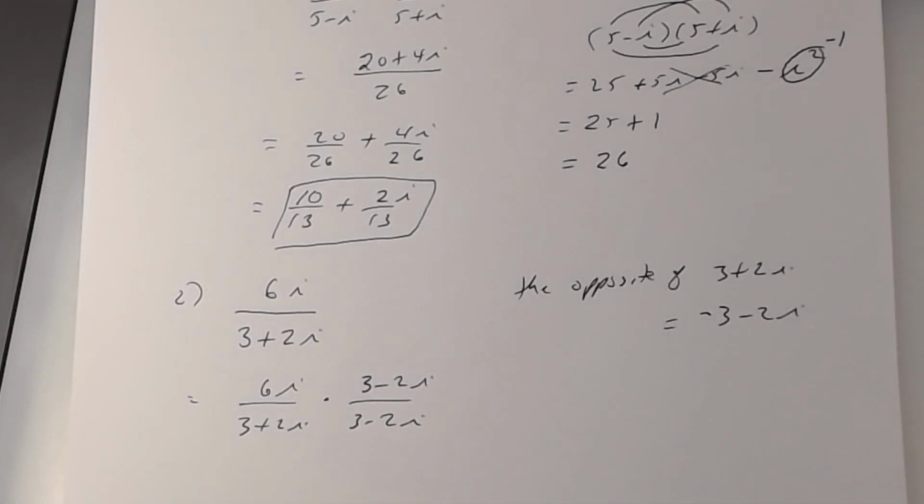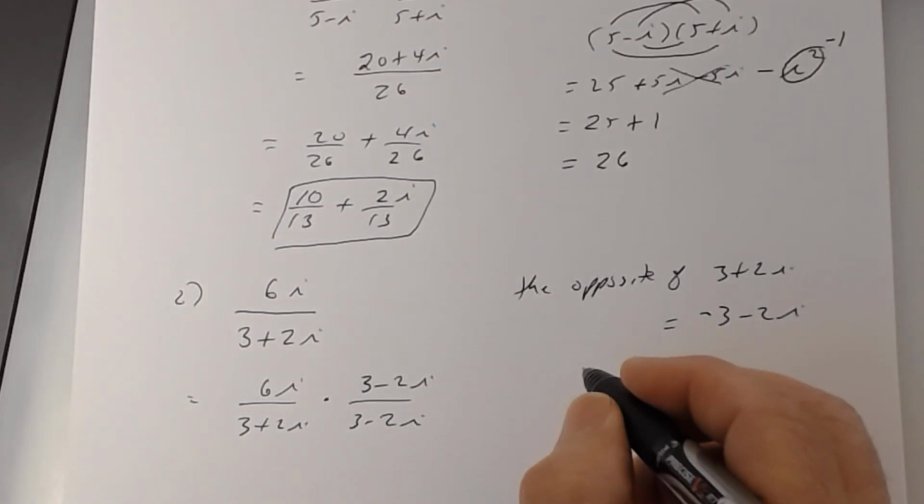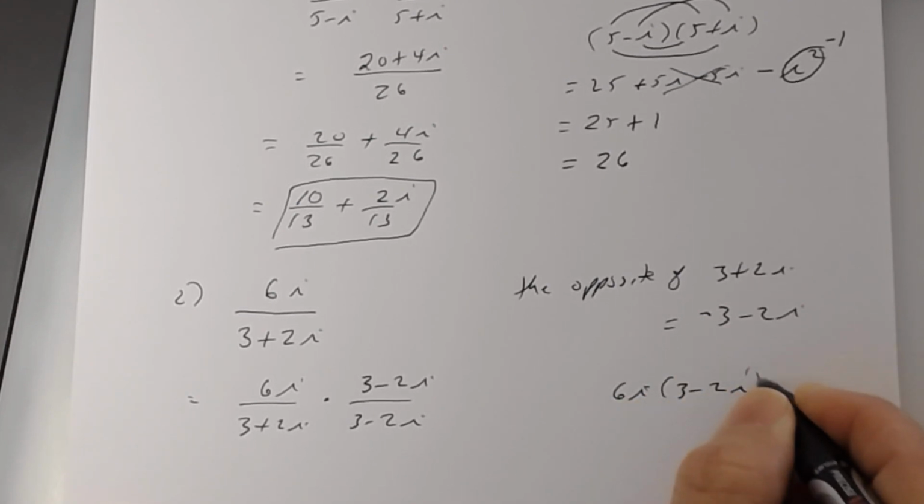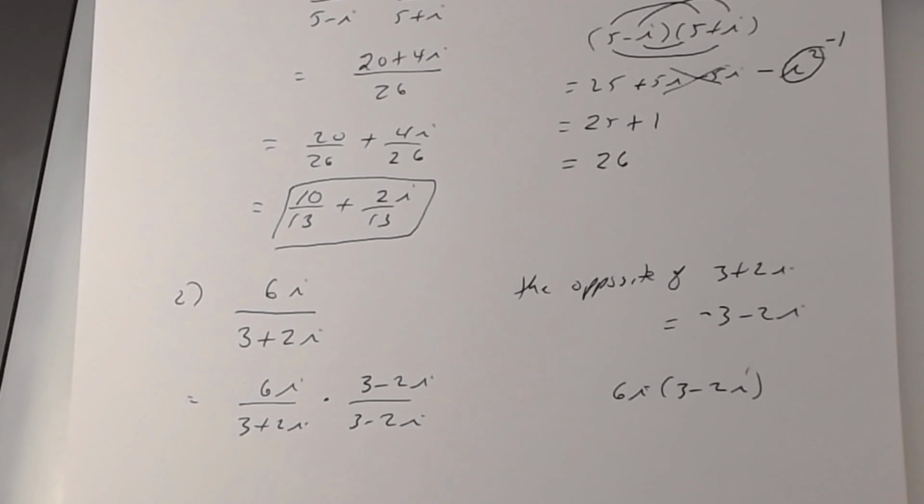On the worksheet where it says show work, you have to show that. Make sure on the worksheet you mimic what we do in class. How are you going to deal with the numerators? Distribute. So you have 6i times 3 minus 2i. For most of you, you really need to write this out. Don't do this in your head.